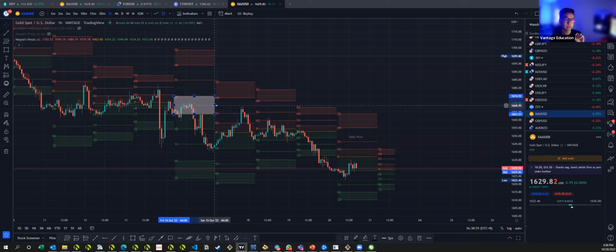Why are we doing this? Because the Asian session is usually less volatile, with less activity compared to the London and New York sessions. So basically, the first 8 hours of the day would sort of determine where the price would go.